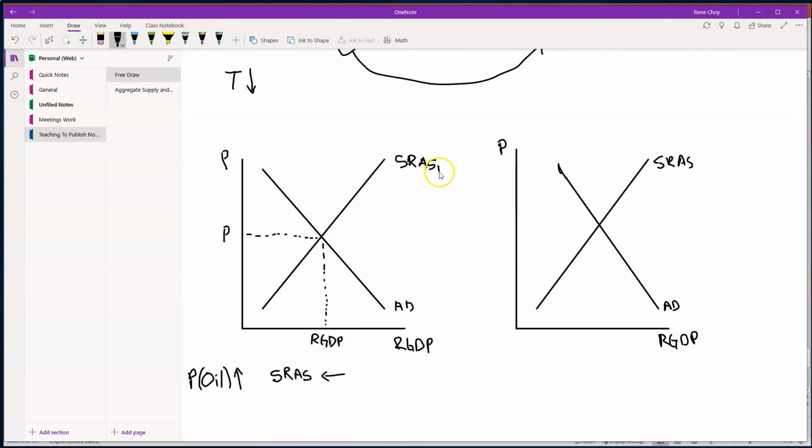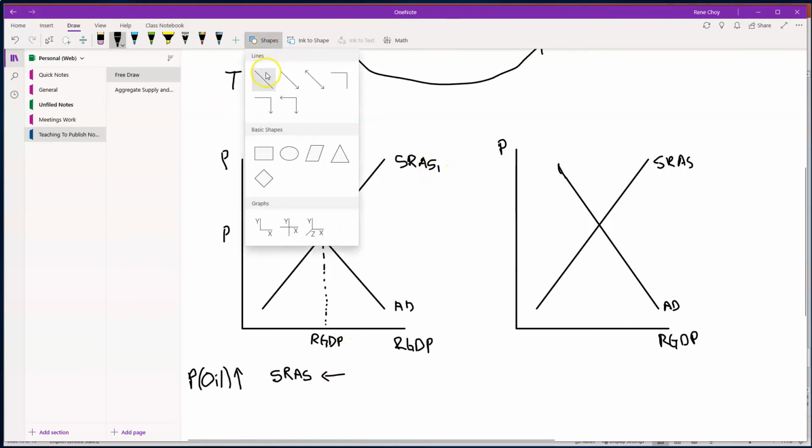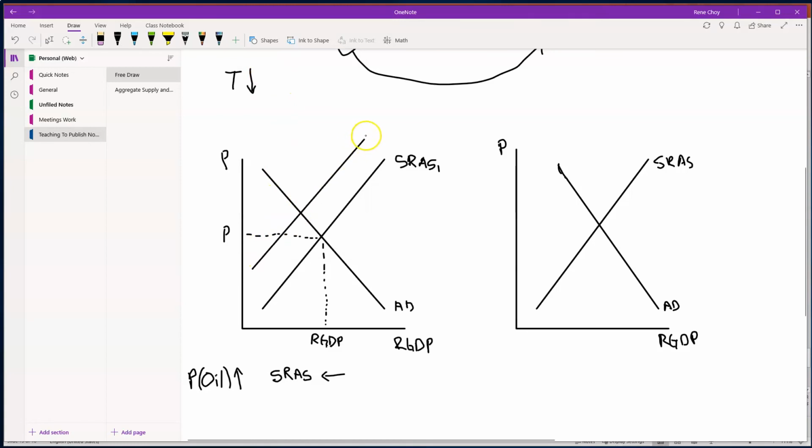Now, when your short-run aggregate supply shifts to the left, you end up with two sort of negative effects in the economy. So we'll have our short-run aggregate supply shifting to the left, and notice that we would be moving along the aggregate demand towards this sort of higher level of prices, and then your economy will be experiencing at the same time a recession.